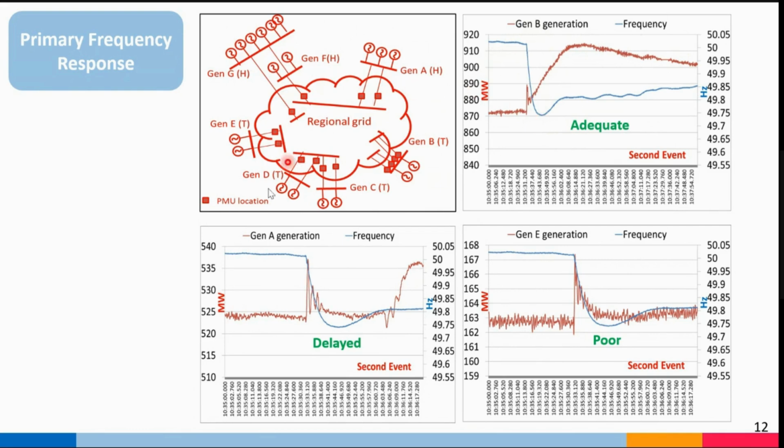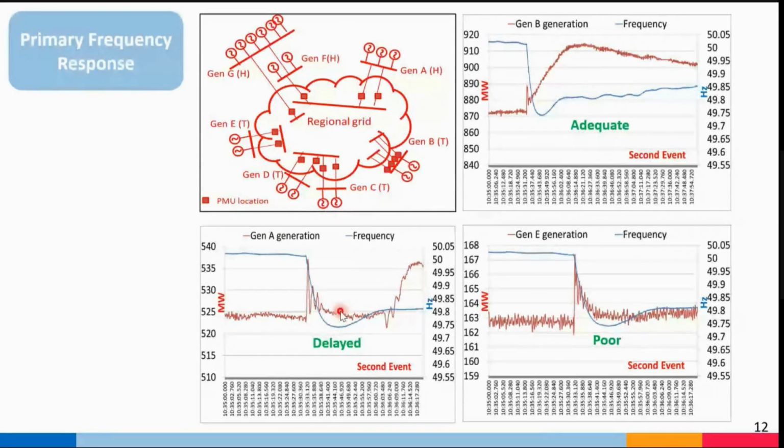While if you see this particular generating unit A, initially it has provided the response. You can see the plot is there. The blue one is the frequency and the red one is basically the complete generation input from that particular plant monitored through these PMUs. When you see that there is a fall in frequency, it is providing the response, but it is withdrawing the response immediately. And after a lot of delay, it is again starting to respond. So this is a kind of delayed response.